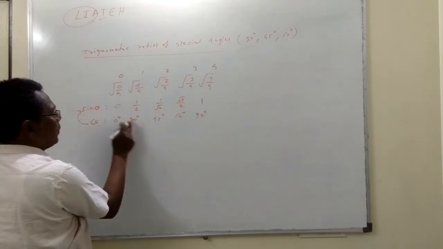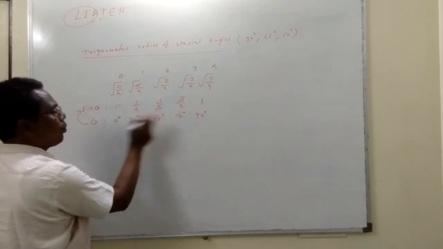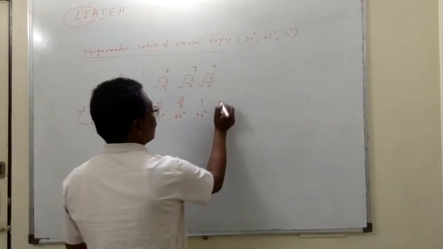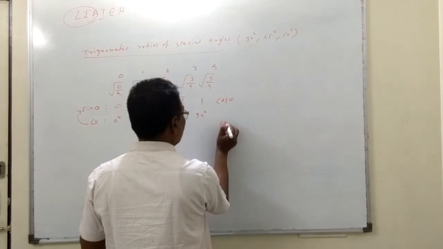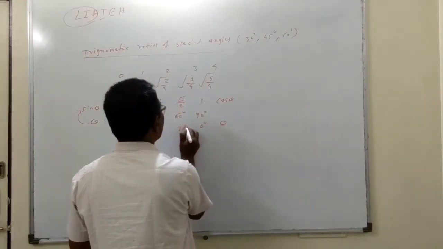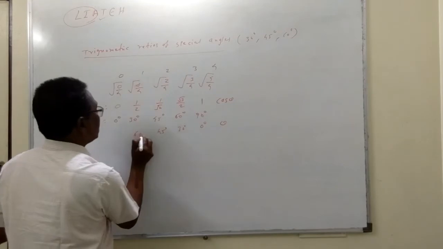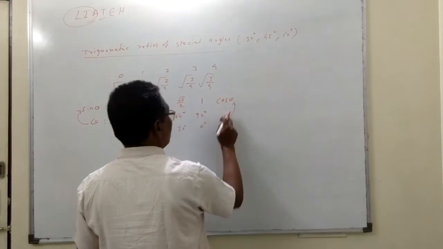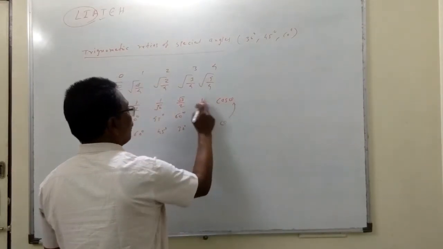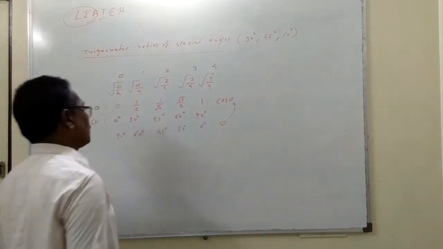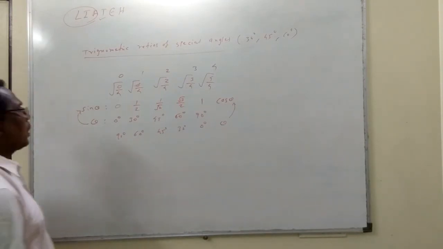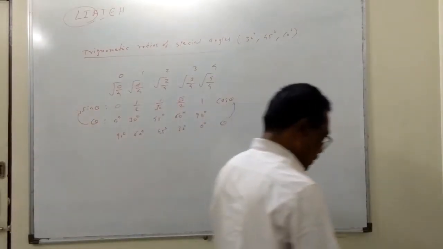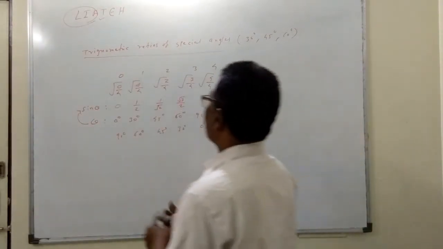Sin 0 is 0, sin 30 is 1 half, sin 45 is 1 upon root 2, sin 60 is root 3 by 2 and sin 90 is 1. Now you know cos 0 is 1, so I will write the cos theta ratio, and theta is 0 degree, 30 degree, 45 degree, 60 degree and 90 degree. So cos 0 is 1, cos 30 is root 3 by 2, cos 45 is 1 upon root 2, cos 60 is 1 half and cos 90 is 0. This is a very simple way to remember the trigonometric ratios of the special angles.